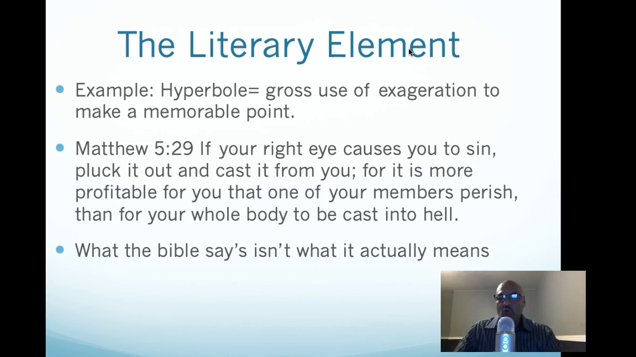Here's another type of writing that there is. There's the hyperbole, or preaching. And Jesus used this quite a bit. Hyperbole means the gross of an exaggeration to make a memorable point. The Greek word is hyperbole. I mean, high thought, a word that's way out, way above everything, and you just throw it out there. Let's look at this again, because you have to understand when it's hyperbole speaking.